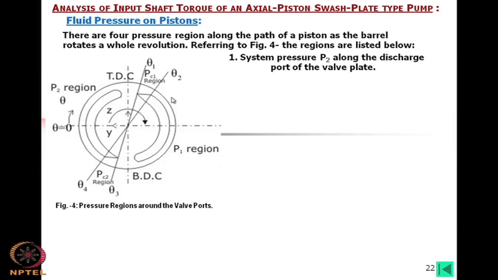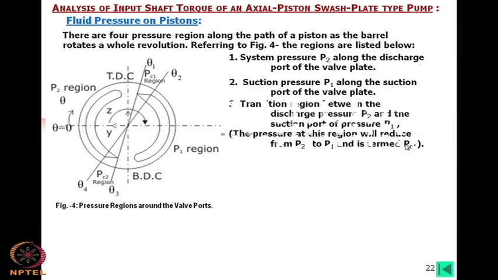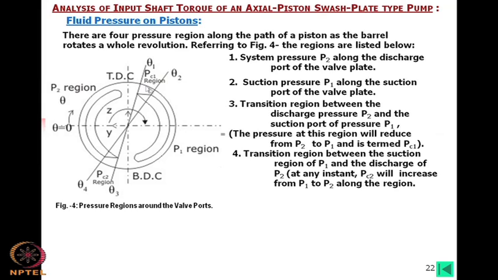That means, Swash Plate is inclined in this way. This is coming out of the screen, this is going inside, so that while the piston is moving from this point to this point, it is gradually being compressed. So, this is the high pressure zone region. Then P1 along the suction port, so this is the low pressure zone. Next, the transition region between the discharge P2 and the suction P1 in case of pump, the pressure at this region will reduce from P2 to P1 and is termed as PC1. So, this is the PC1 region.